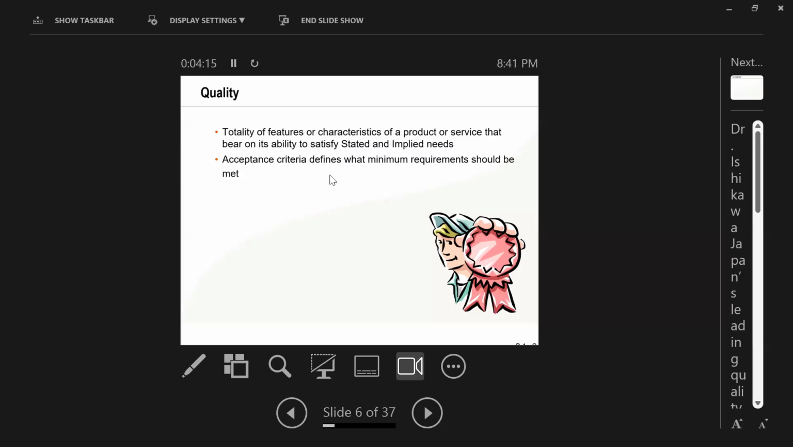Acceptance criteria. For each and every requirement we have acceptance criteria, right? In a user story, they write acceptance criteria, what is expected. Requirement documents, design documents, this is the way it should function. Those are all requirements and acceptance criteria. What minimum requirement should be met? Acceptance criteria defines what minimum requirement should be met.